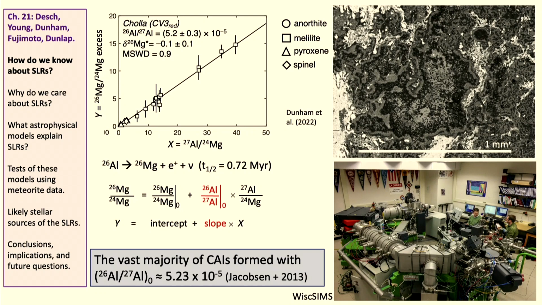solar system. This is by far the most important short-lived radionuclide. It has a half-life of 0.72 million years, and aluminum-26 decays to magnesium-26, emitting a positron. And it's always astounding to me that we can know 4.5 billion years later that this isotope existed in our solar system and even know how much of it there was.